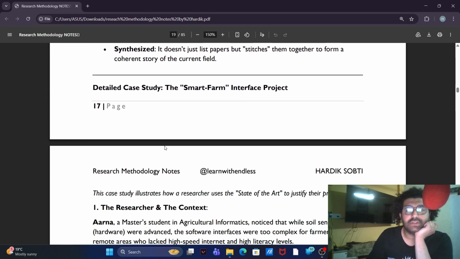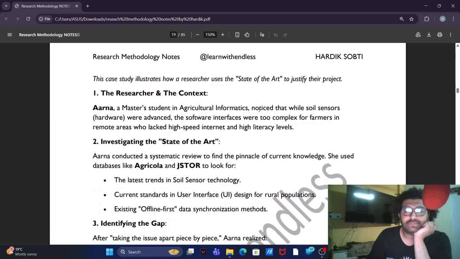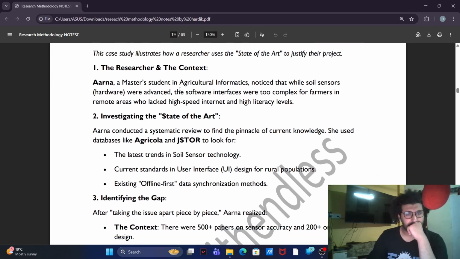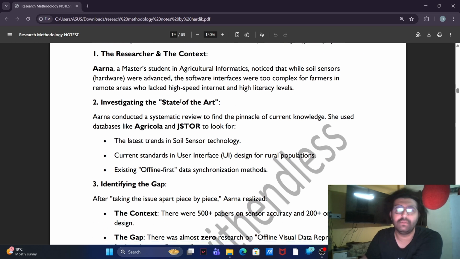Here's the case study we have discussed earlier, the Smart Farm Interface Project. This case study illustrates how the researcher uses the state of the art to justify their project. The researcher, Anna, a master's student in agriculture and informatics, noticed that while soil sensor hardware was advanced, the software interfaces were too complex for farmers in remote areas who lacked high internet speeds and had low literacy rates.